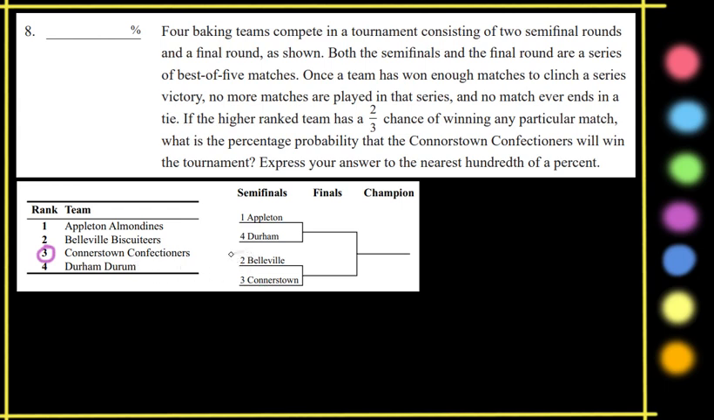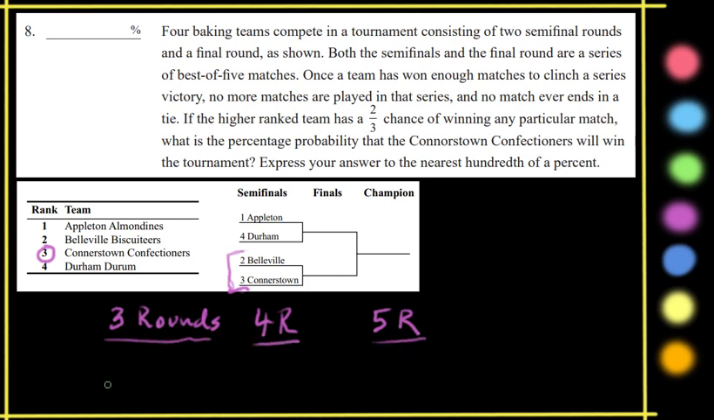First of all, they have to beat Belleville in the semifinal round. And it's a best-of-5 tournament. So there are 3 ways that they could win that semifinal tournament. They could either win with 3 straight wins. So maybe I'll just write it as win in 3 rounds. Or they could win in 4 rounds, or they could win in 5 rounds. Now if we can compute these 3 probabilities, we can just add them all up. That would be the probability that they win.